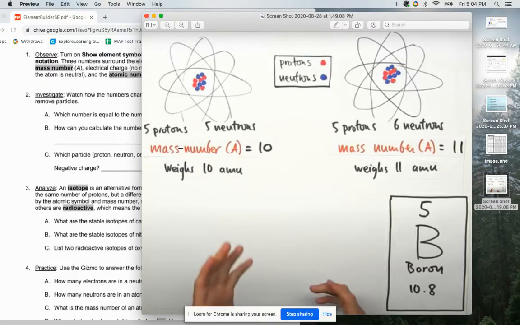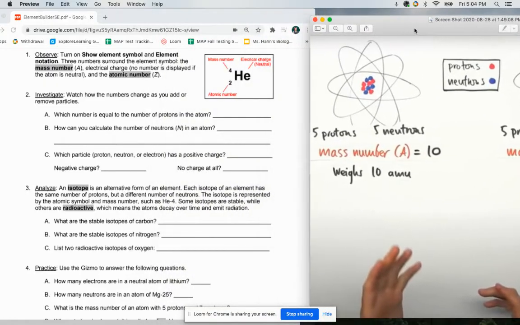So the mass number is always going to be the protons plus the neutrons. Electrons are so teeny tiny, they don't even have a mass. And so when we talk about the mass of an atom, it's actually just the protons and neutrons added up together. Okay, so that's what an isotope is.